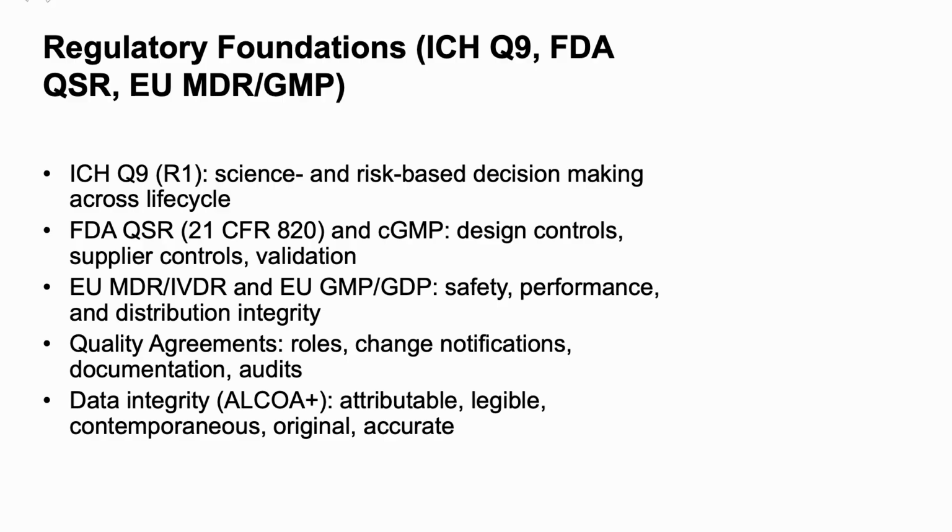ICH Q9(R1) articulates a life cycle QRM model that spans risk assessment, risk control, risk communication, and risk review, with decisions grounded in science and an understanding of process variability. In the United States, FDA's Quality System Regulation, 21 CFR Part 820, for medical devices requires design controls that link user needs to design inputs, outputs, verification, and validation, robust supplier controls, and process validation.